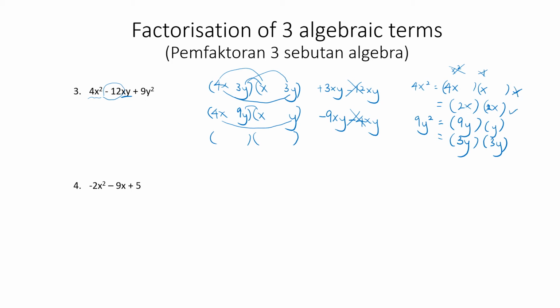So this time I try with 2x. So 2x multiplies with 2x to get 4x squared, and I try with 3y multiplies with 3y. Then when I do expansion, 3 times 2, I have 6xy, and here 3 times 2, I have 6xy. In order to get a negative 12xy, I can put it as negative 6 and negative 6. So negative 6xy, negative 6xy to get negative 12xy.